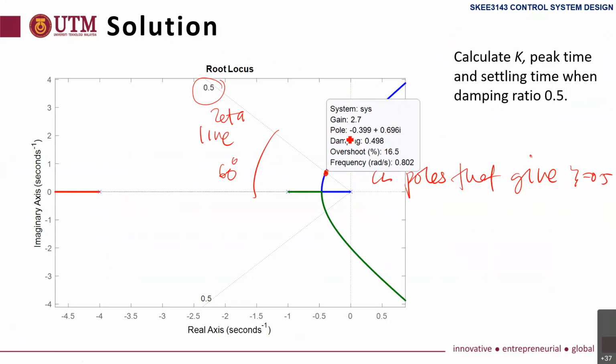You see here, Matlab will give all the information that we need. Here, damping 0.5, almost 0.5. Difficult to get exactly 0.5. Okay. You see here the pole is minus 0.399 plus 0.696. The one that our friend obtained just now is minus 0.4 plus J 0.7. It is close. Of course, you cannot get 0.399. How can you get that value based on your graph? You will maximum get to 1 decimal place.